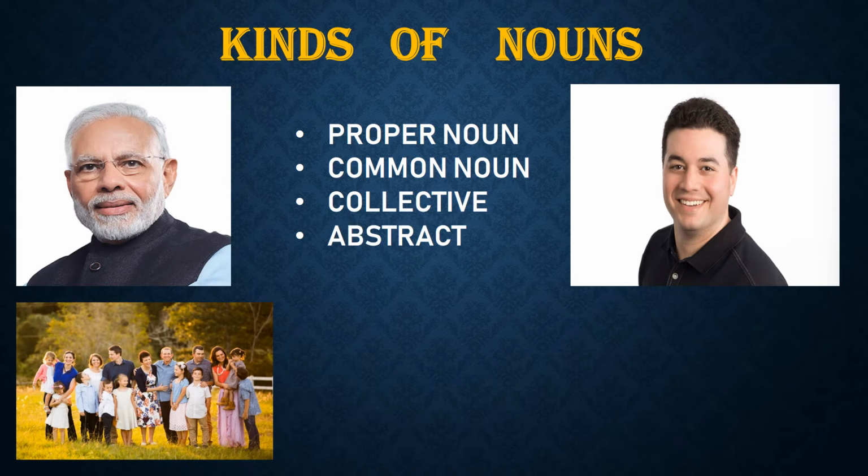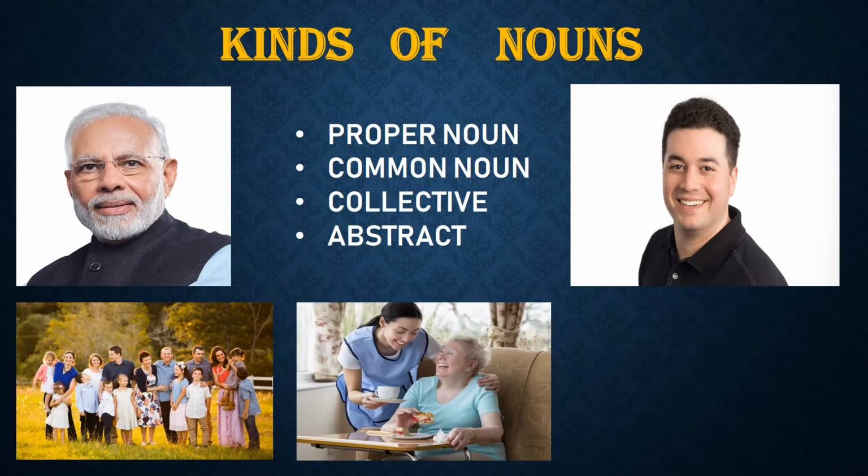Abstract noun. Now what is abstract noun? Here you can see with the picture, later on I will define all the kinds of nouns in detail. So here in this picture you can see that there is a girl who is serving the old lady, which means it is showing the care, right? So this picture is showing the care towards the old lady, so this comes under your abstract noun.